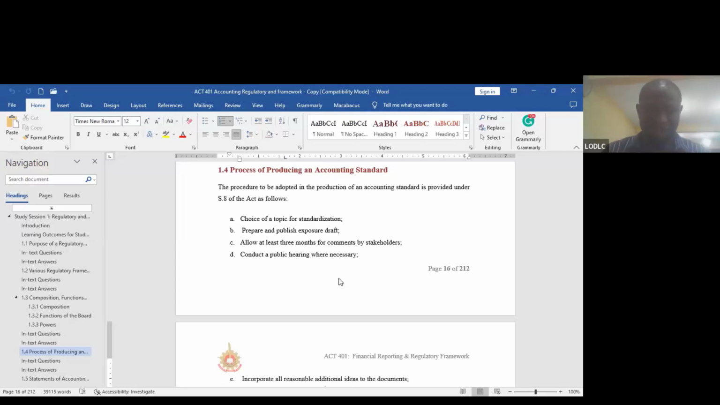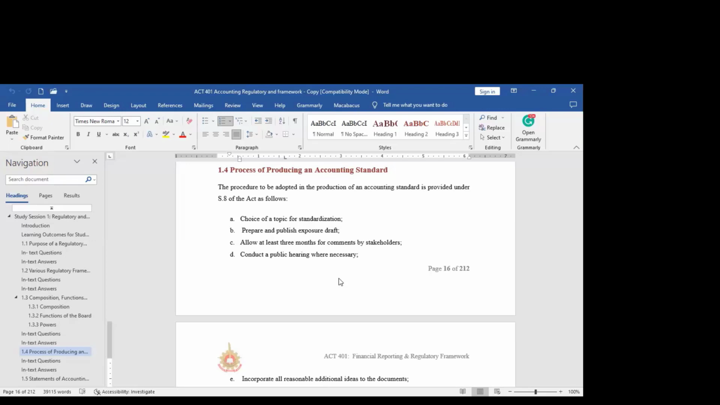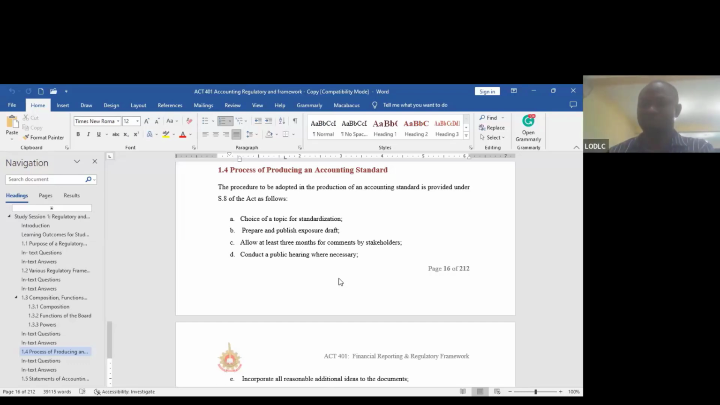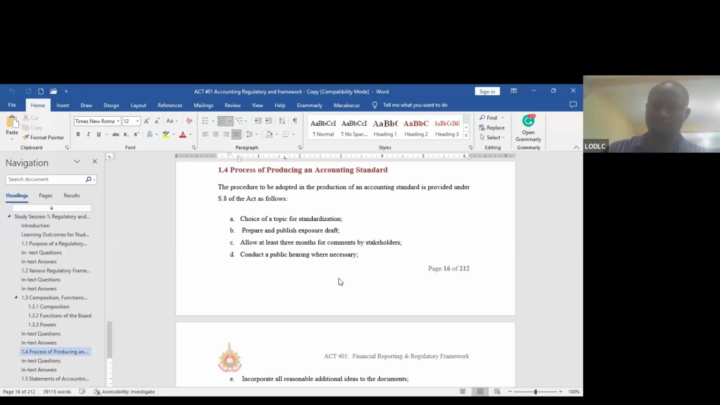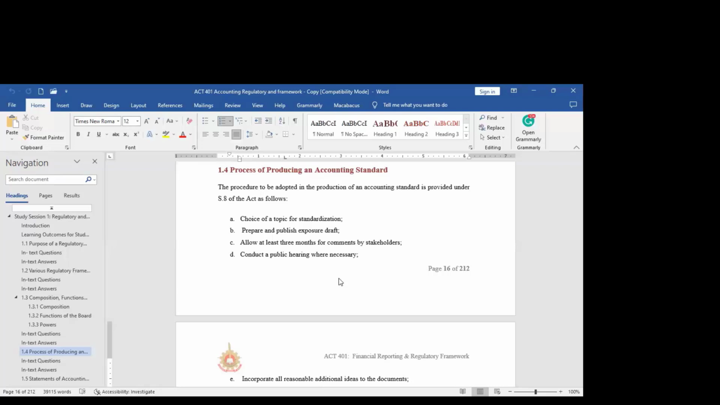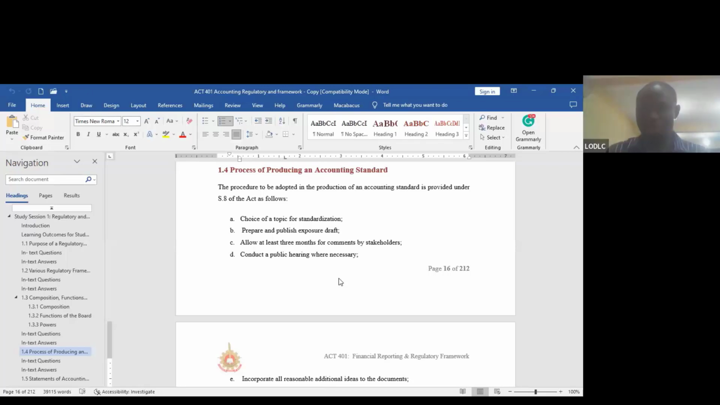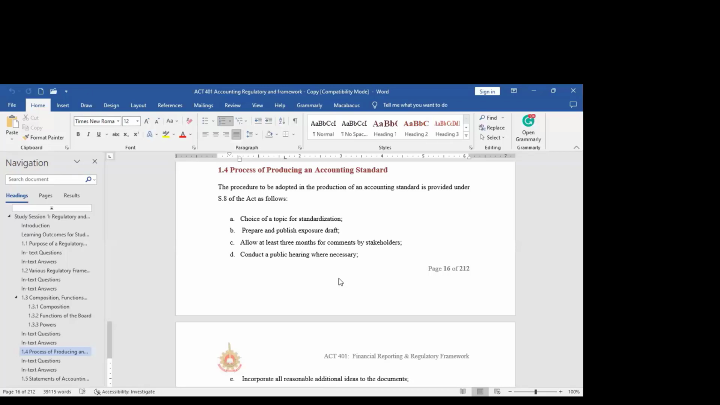So that's why I say the IFRS Foundation is divided into two. We have the IFRS Advisory Committee and the IFRS Interpretation Committee. Do you understand? So the IFRS Interpretation Committee are the ones who issue IFRS, and they also clarify some issues. So the procedures to be followed in the production of accounting standards are divided under a section of the Amendment Act.